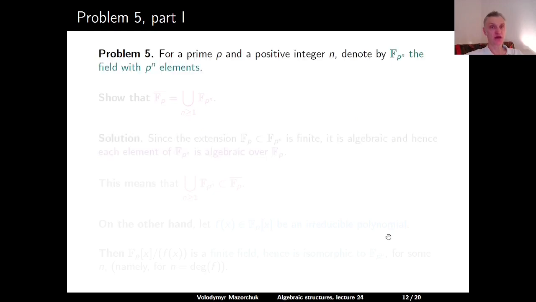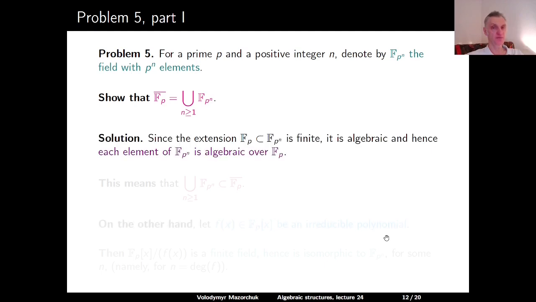Problem 5. For a prime p and a positive integer n, denote by F_p^n the field with p to the power n elements. Show that the algebraic closure of F_p is equal to the union over all n greater than or equal to 1 of F_p^n. Solution.